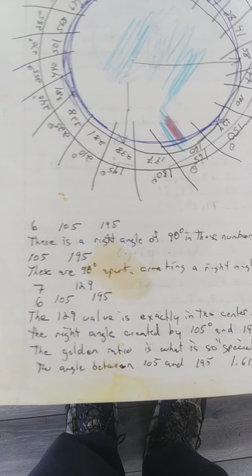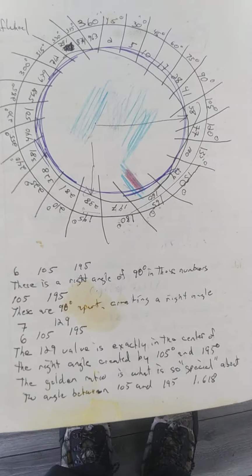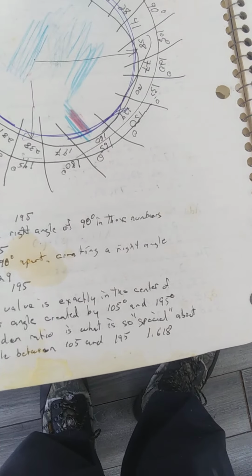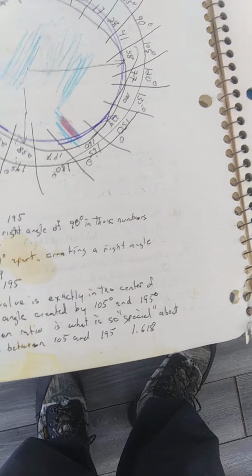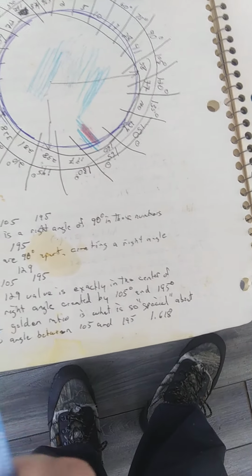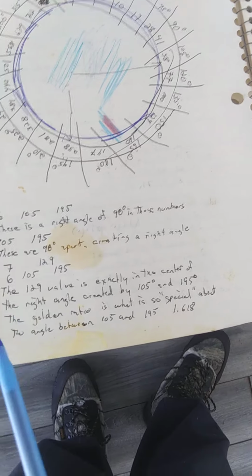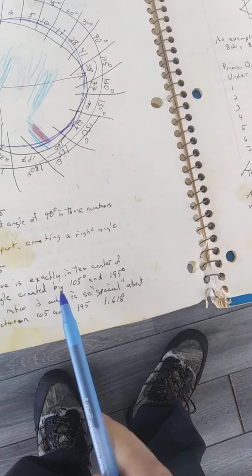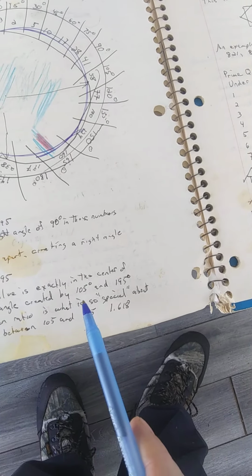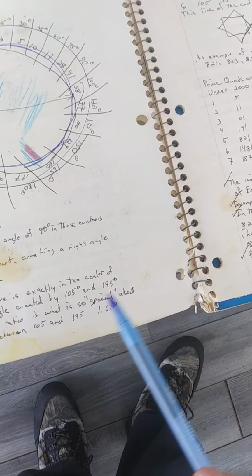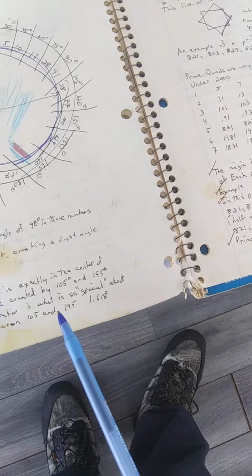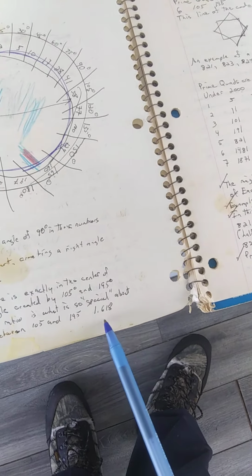It says there's a right angle of 90 degrees in these numbers, the 105 and the 195. They're 90 degrees apart, creating your right angle. Then you've got your 7 and 129, and your 6, 105, and 195. The 129 value is exactly in the center of the right angle created by the 105 and the 195. The golden ratio is what's so special about the angle between the 105 and the 195. It's 1.618, Fibonacci.